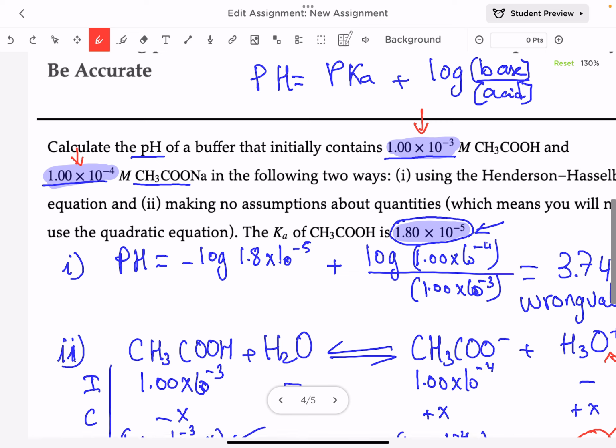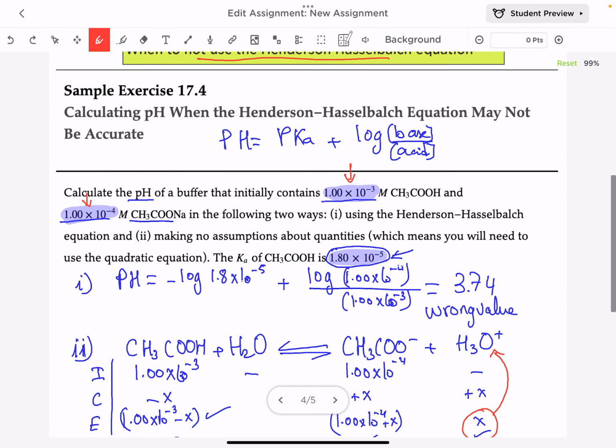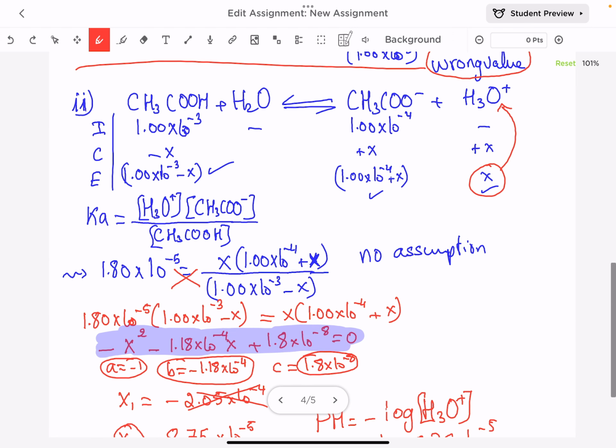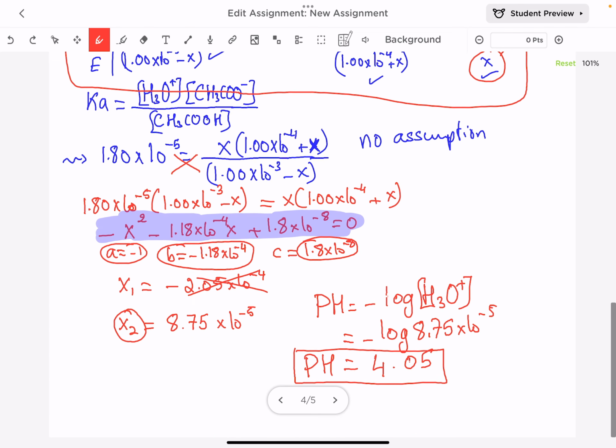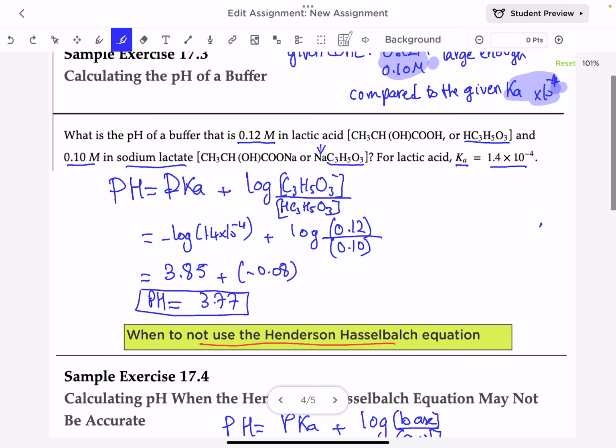So again, recap, the concentrations given in this question were relatively small, almost just like the Ka. In this case, we cannot use the Henderson-Hasselbalch equation. It gave us a wrong value when we used it, but when we did the ICE table over here, the ICE table gave me a correct value for pH. In the first question, when the concentrations were large enough and Ka is a small value, using the Henderson-Hasselbalch equation was a correct choice.